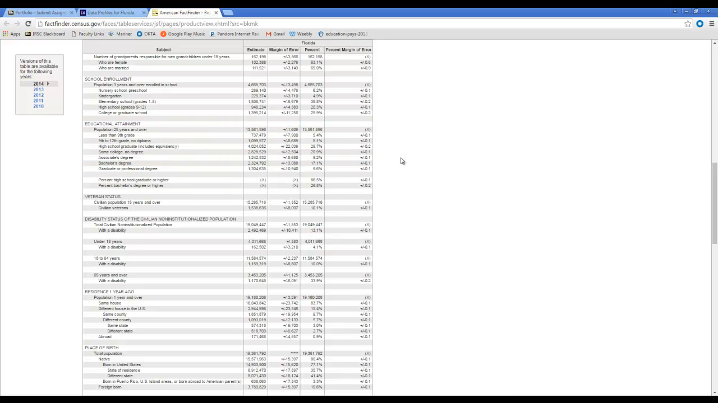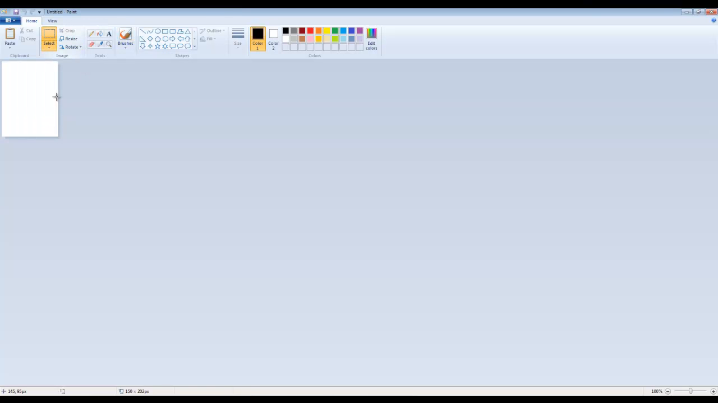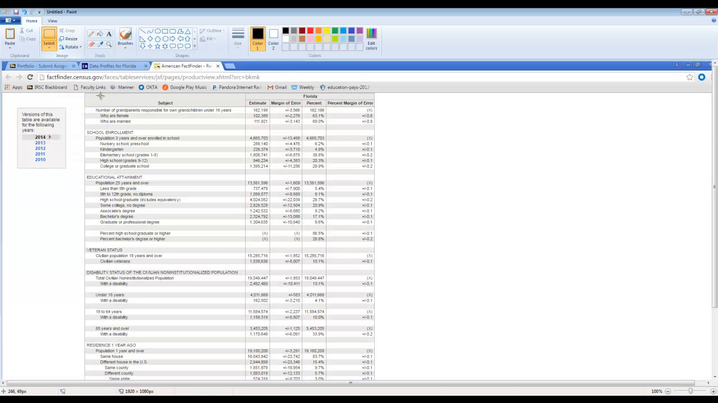So instead of having to write all those numbers down, I'm going to take a screenshot real fast. Hit the print screen button, go over here. What I want to do, let's see, go to Paint, paste that, crop. I want to just take this table right here. I think this is an interesting table, and this is how I'm going to base my chart off of.